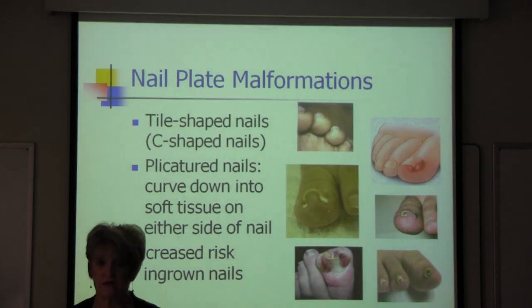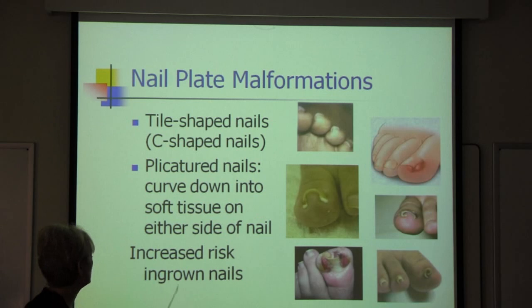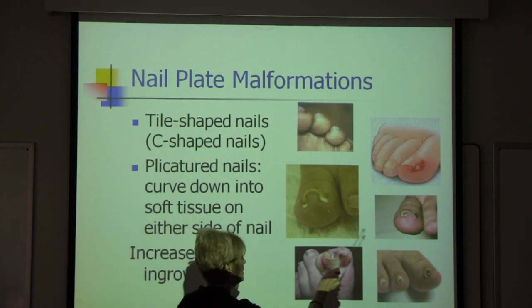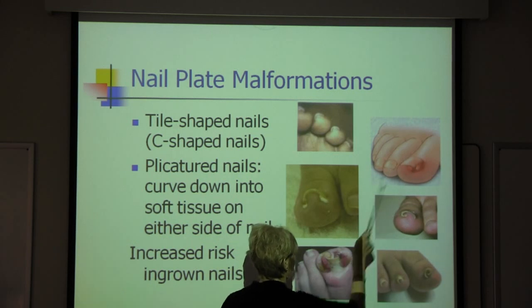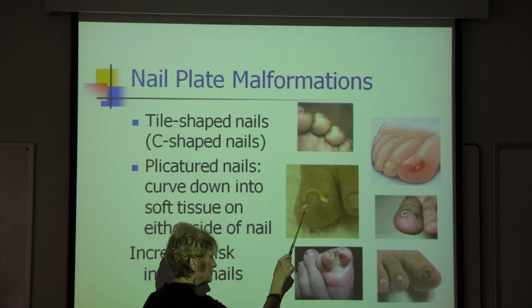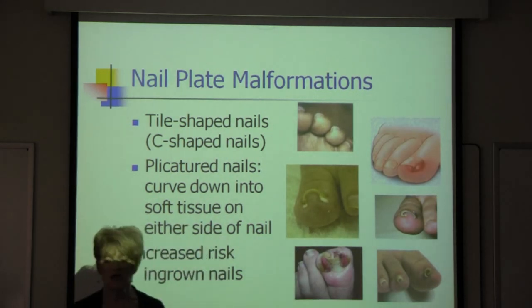At this point, they're not causing trauma. A plicatured nail is not yet causing trauma or infection, but it is curving down into the soft tissue and creating the potential for trauma and for infection. So when you have these tile-shaped plicatured nails, you have to worry that you're going to end up with soft tissue trauma and infection.